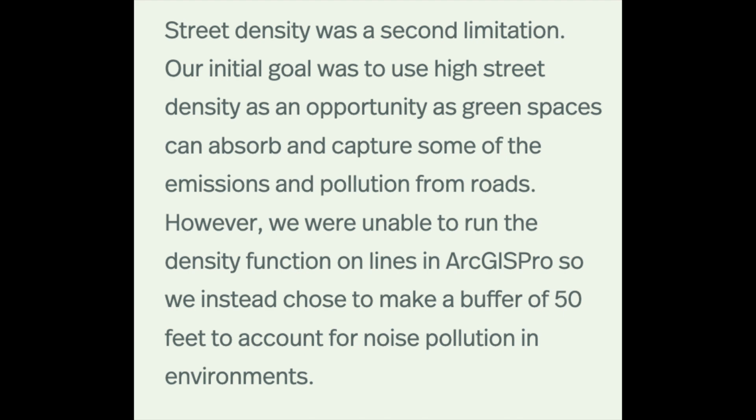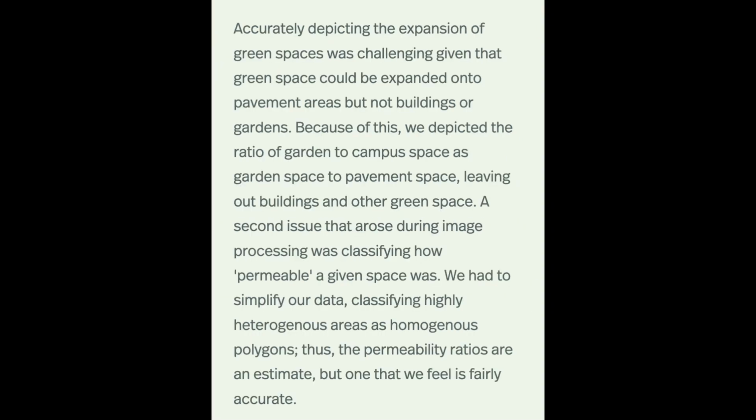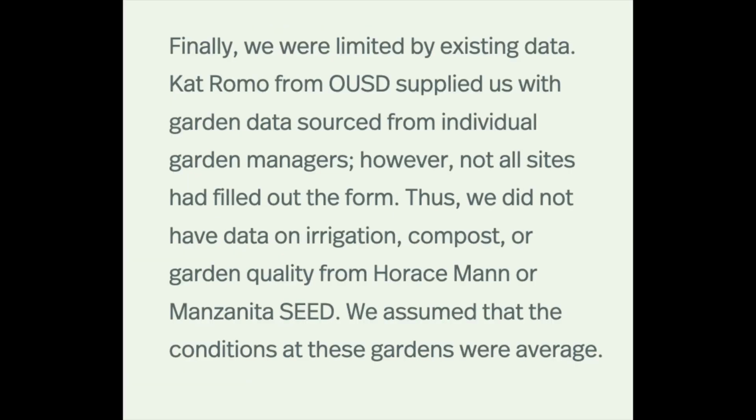We ran into calculation limitations in that green spaces could be expanded into pavement, but not into buildings and gardens. We excluded green space and buildings from our ratio of garden to campus to look at potential for growth. We then ran into an issue of quantifying the permeability of spaces, but simplified by classifying as homogeneous polygons, which ended up still being fairly accurate. Our final limitation was working with incomplete data from garden managers. We had chosen to assume incomplete data was average and ended up still having solid calculations.